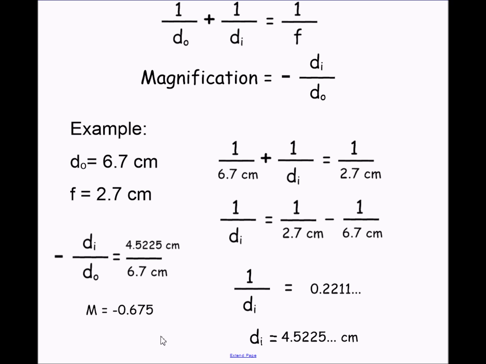One thing to remember about all of this is that real images formed by lenses are always inverted. Okay, so that'll always be a negative sign there. And then virtual images formed by a single lens are always upright. So a positive sign would mean virtual and upright.